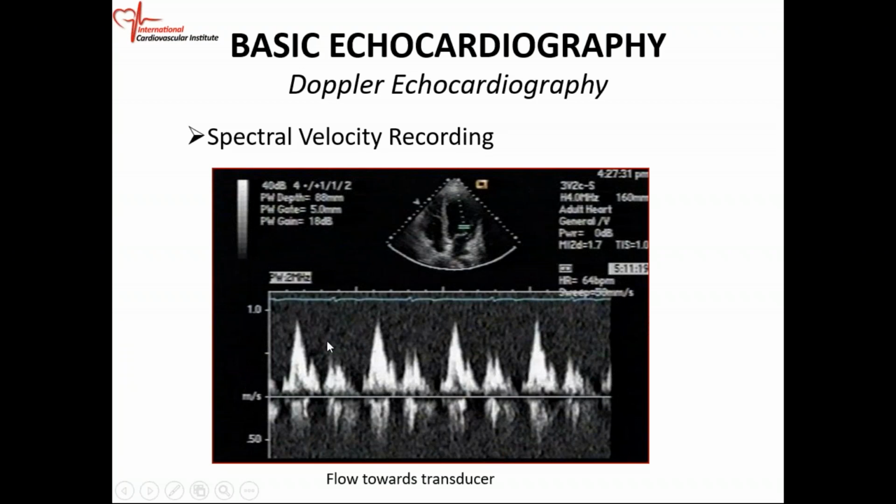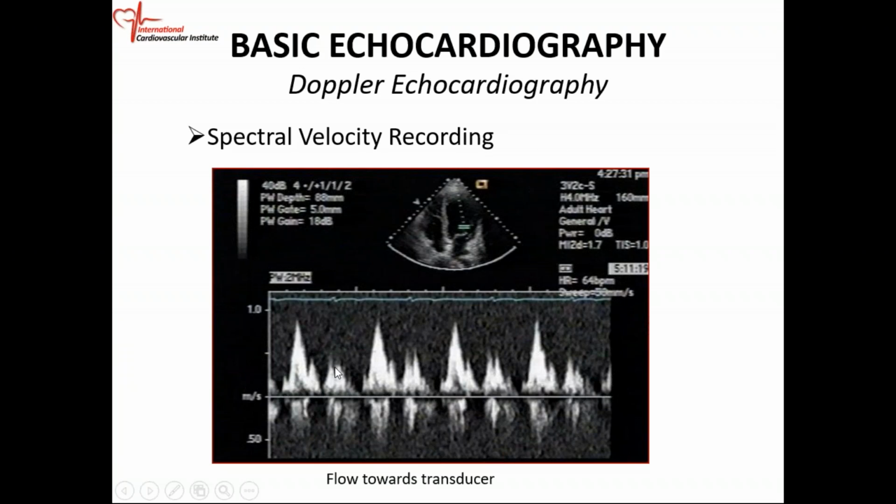So in diastole, you have this flow repeating itself. Again, remember in diastole, the mitral valve opens and blood flows from the left atrium into the left ventricle. The blood is moving towards the transducer. Hence, the envelope is above the baseline, and the flow is in diastole, which is from the end of the T wave to the QRS.